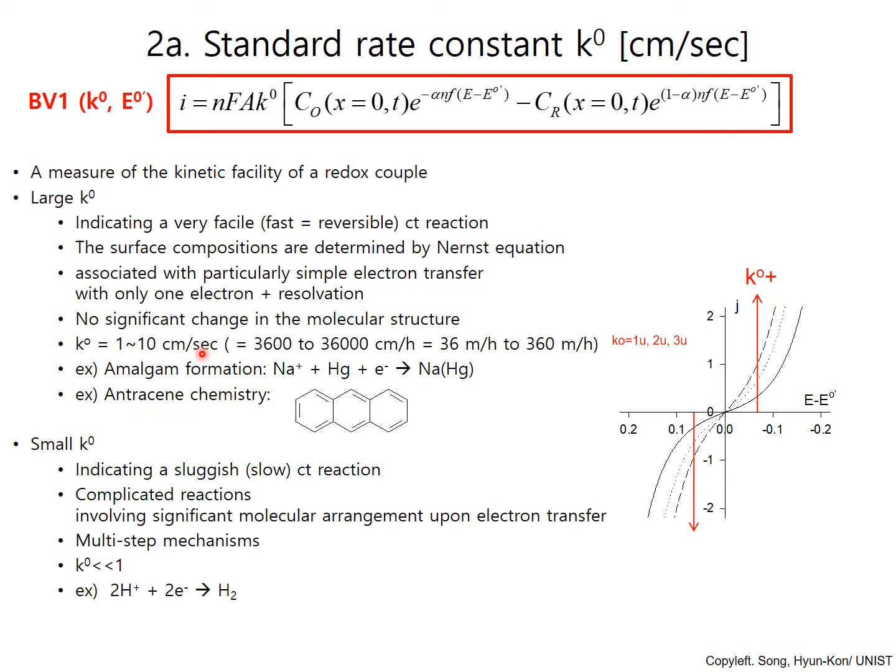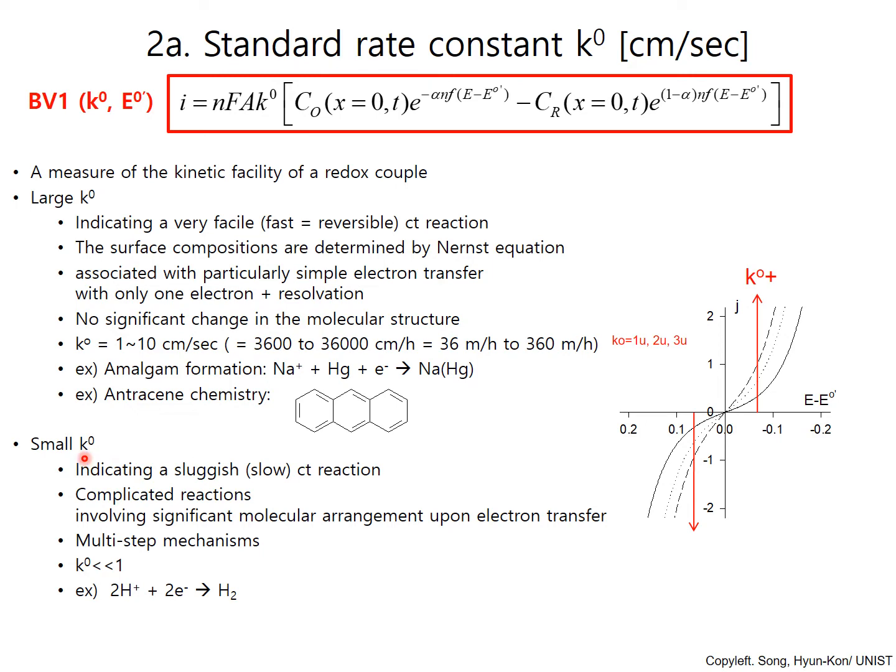Here are two examples. I'm not sure if you are accustomed to this kind of reaction. Amalgam formation: Na+ is getting an electron to become sodium, but at the same time mercury is involved in this reaction. This mercury alloy is called amalgam. This reaction is very fast. The other example is anthracene chemistry. Anthracene looks like this one, and it is oxidized or reduced very fast.